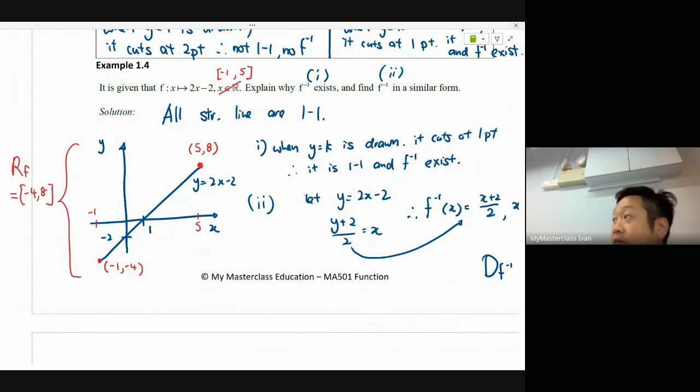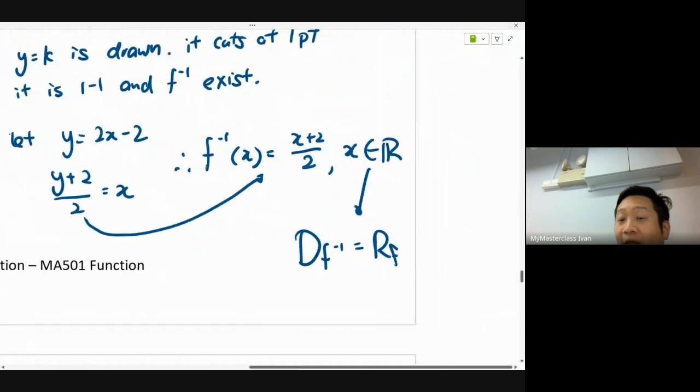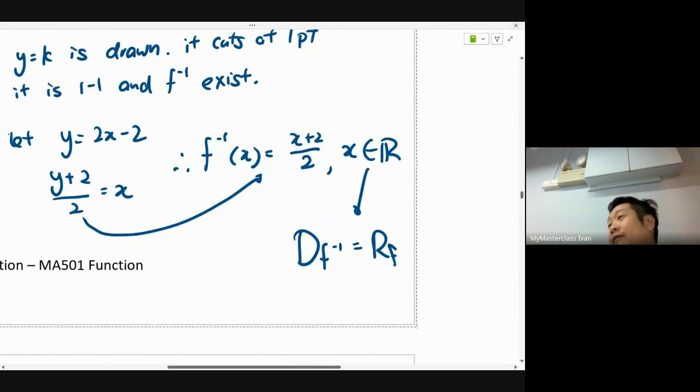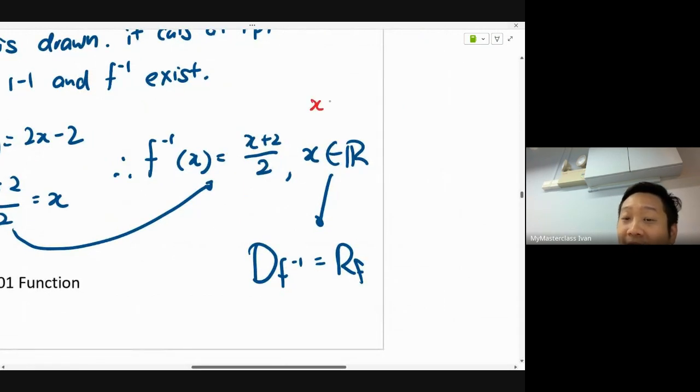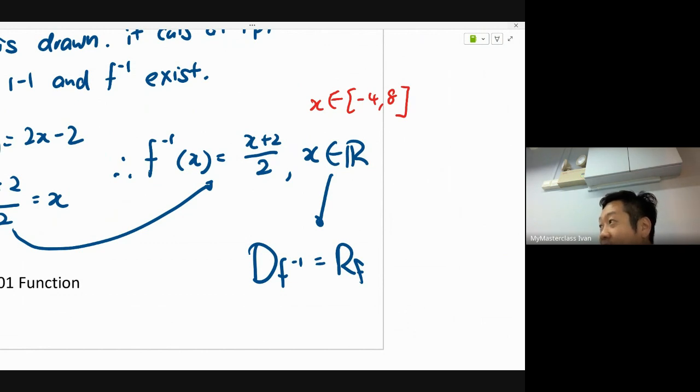Understand or not? Same thing: you go and find f inverse, and your domain cannot be this anymore. Domain is x, but now I find f inverse. Remember this concept today: the domain of f inverse is equal to the range of f. The range of f is -4 to 8, so the domain of f inverse is from -4 to 8. It depends on the y values, the range of f.